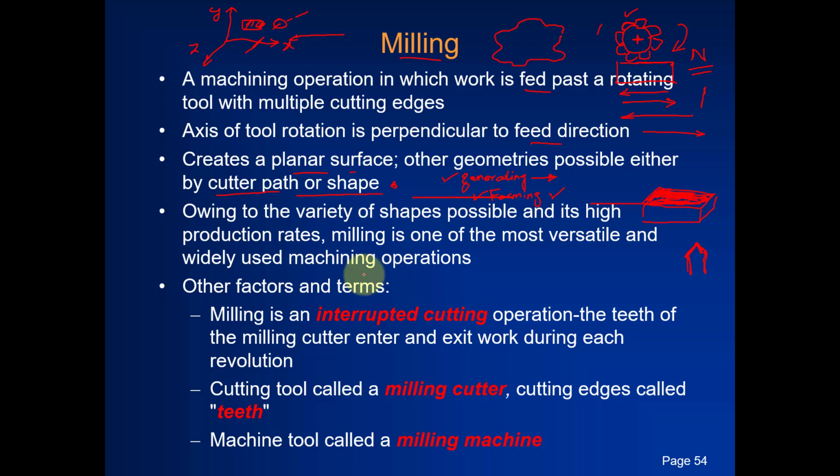So it is a versatile machining operation because variation in shapes is possible, and it also gives you a high production rate. That is why it is one of the most versatile and widely used machining operations. So this is how we define the milling operation.